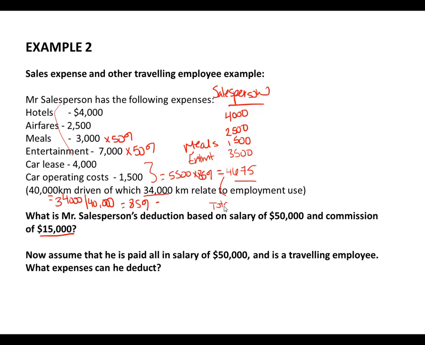So if I total all of those expenses, I get 16,175. But keep in mind that a salesperson is limited to commission. So our answer here is going to be the max deduction is 15,000, right? Because expenses can't exceed commission.